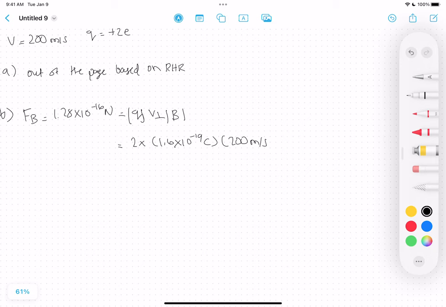So for the perpendicular component, I'm going to draw this on the board first, and then I'll draw it on my iPad here in a sec. But you have a particle moving at 200 meters per second like this, right? And you know that the magnetic field is pointing upwards like that, right?